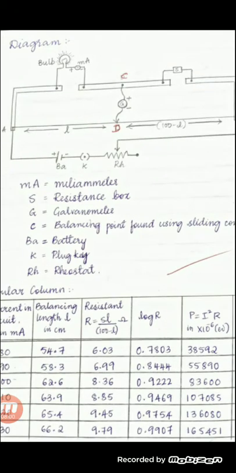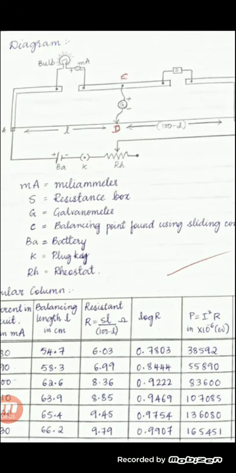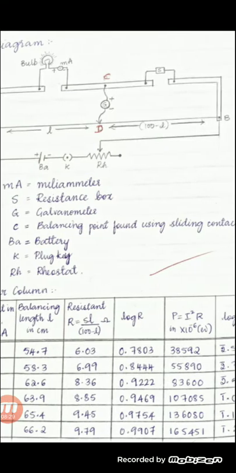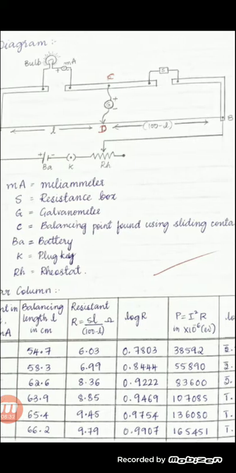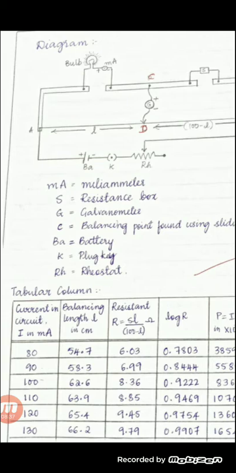So this meter bridge consists of two arms, and it is connected to the battery or power supply with a plug key in series. Next, the plug key is connected in series with the rheostat. The upper end of the rheostat is connected to the other end of the meter bridge, and the lower end of the rheostat is connected to the plug key, as shown in the figure.